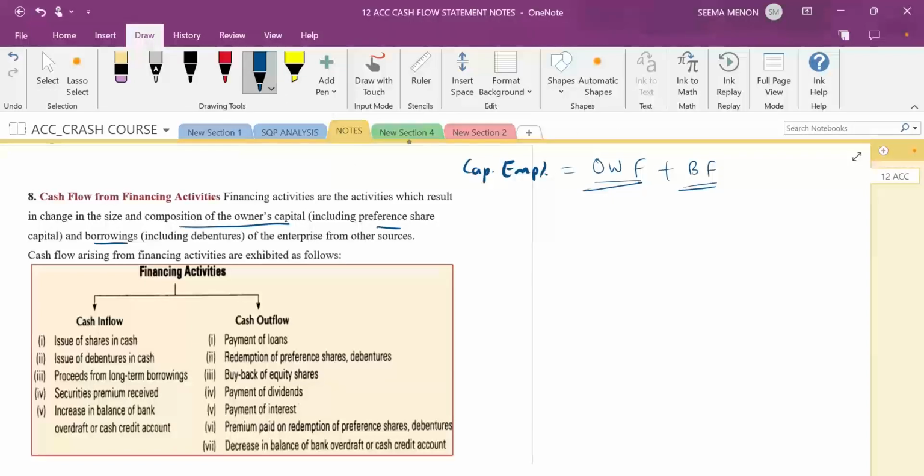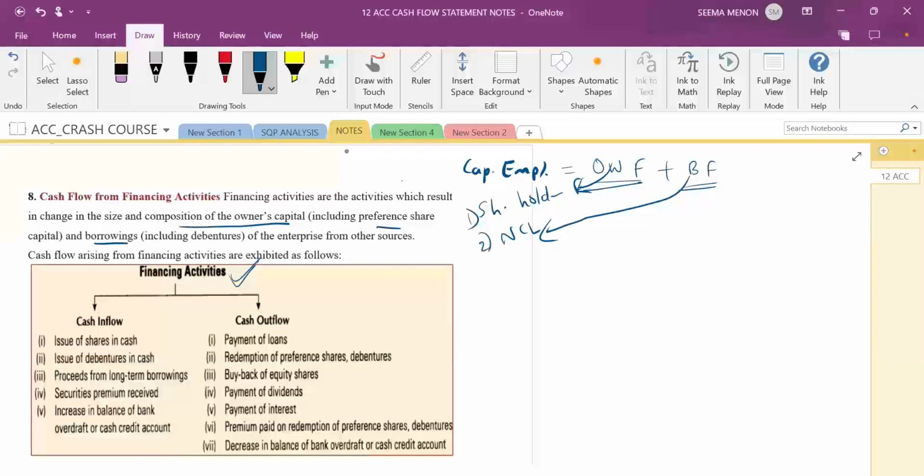So whenever we discuss a financing activity, while you solve the financing activity portion in cash flow, you have to take care of the shareholders' fund, number one. Then the second portion, you will have to take care of non-current liability. Non-current liability is the borrowed fund, and shareholders' fund is the owner's fund.